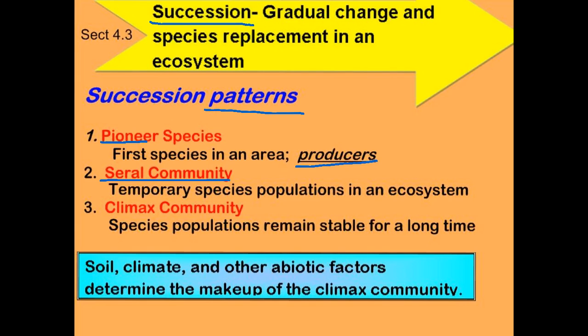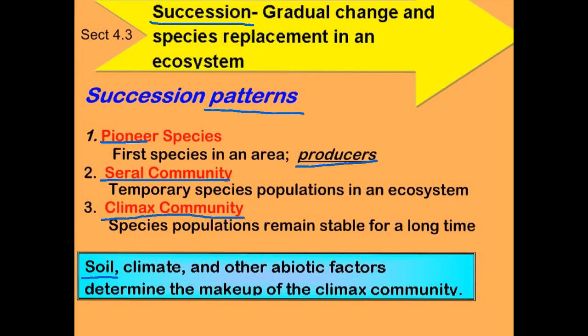cereal community. A cereal community is producers and consumers in an ecosystem, but they are what we would term a temporary population. They're not staying in this area or this way for a long time. Eventually, once the cereal community is established, then a climax community will follow. The climax community is a population that will remain stable for a long time.